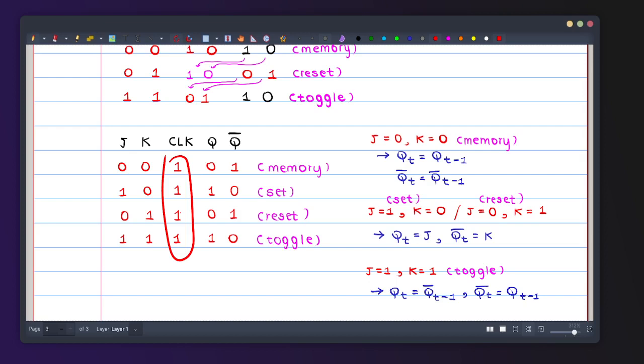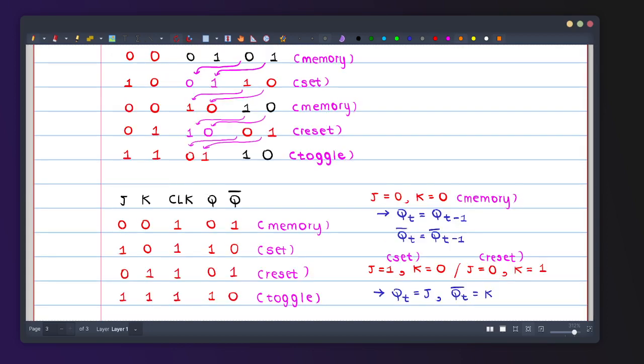So I've just filled the clock signal column with 1s. The rest have of course undergone changes. And similar to how we described the SR latch, the changes are made such that the first stage is memory, the second stage is set, the third stage is reset, and the final stage is toggle. But in the case of an SR latch, it was fault.